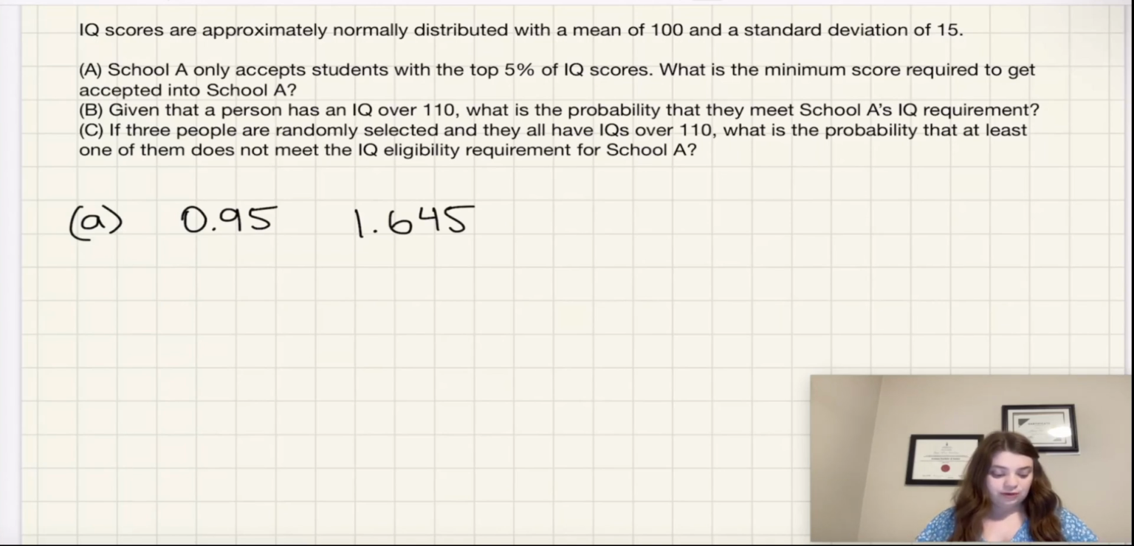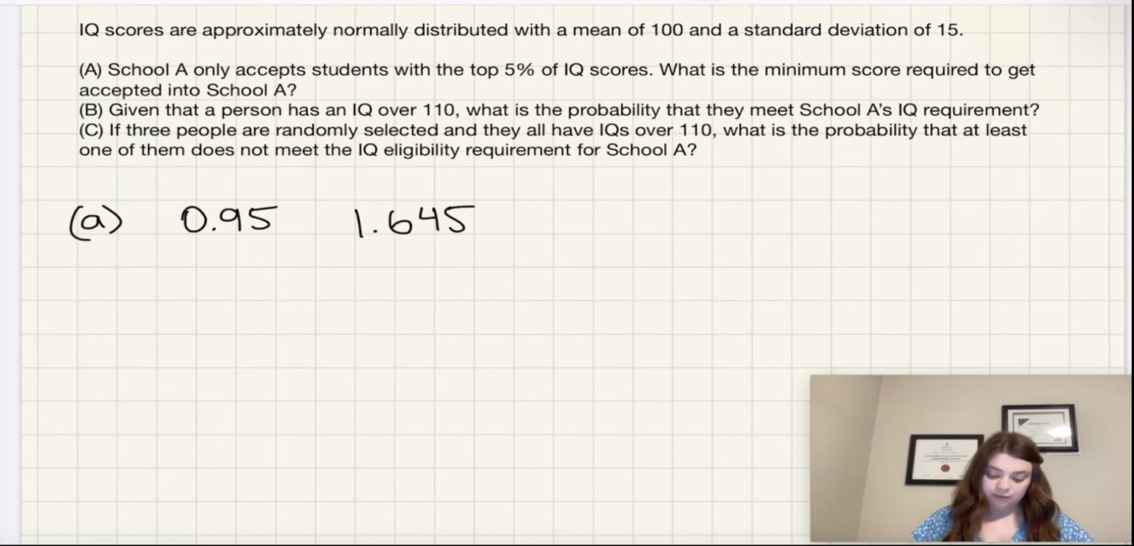Then what we're going to do is actually solve for x, right? I need to know, okay, cool, what score do you have to get? What's the minimum score required to have 5% of the people have a higher score than you and the other 95% have a lower score than you? What would that score actually be?